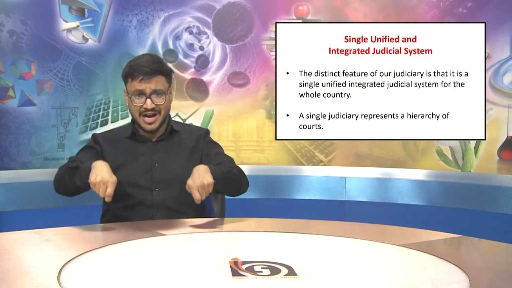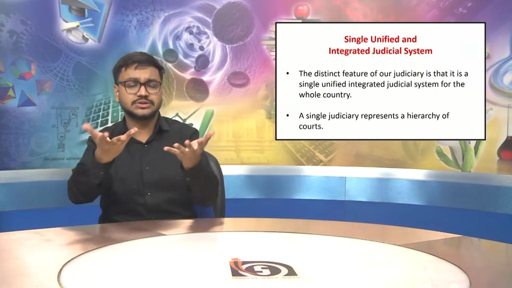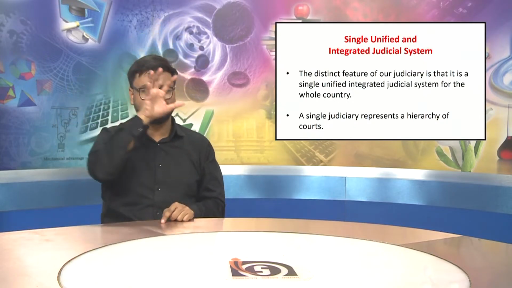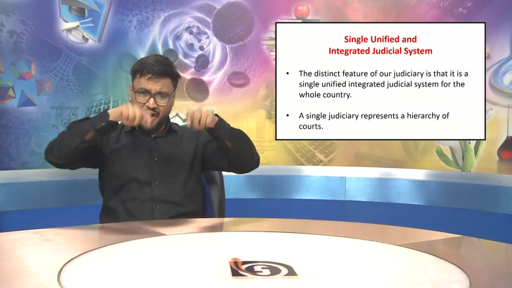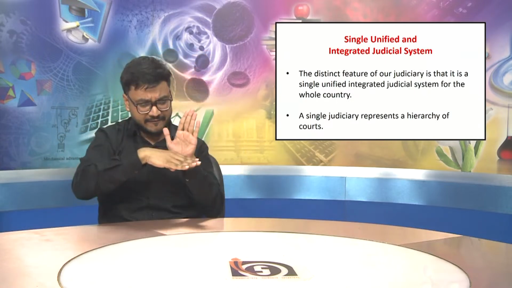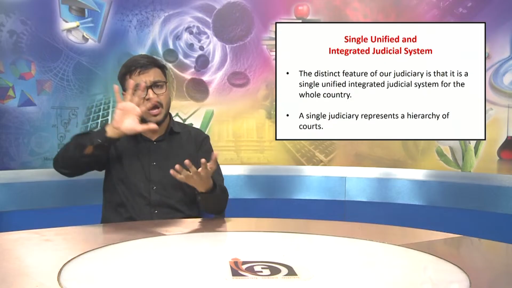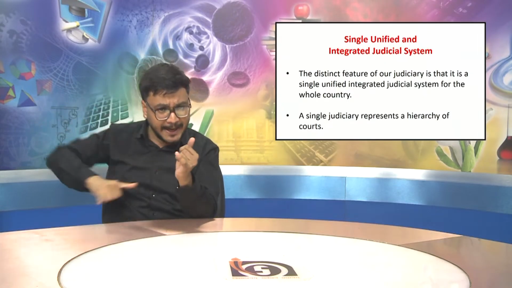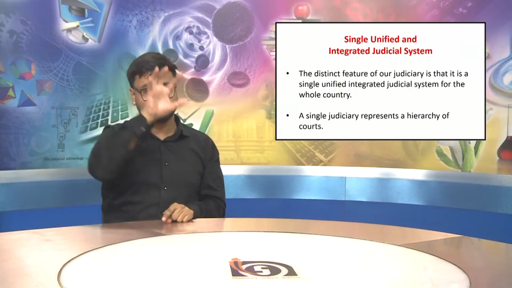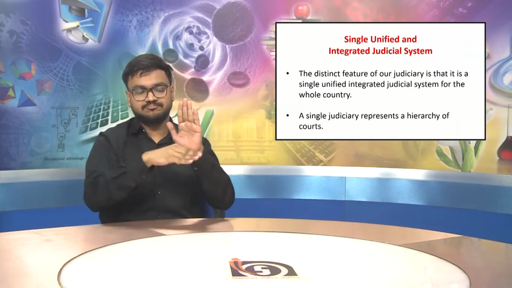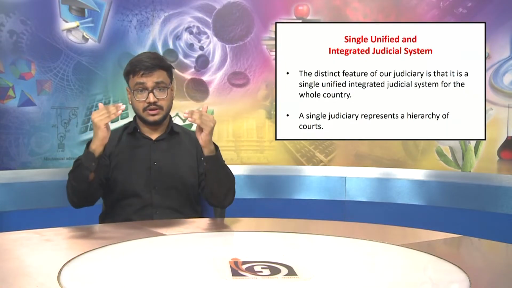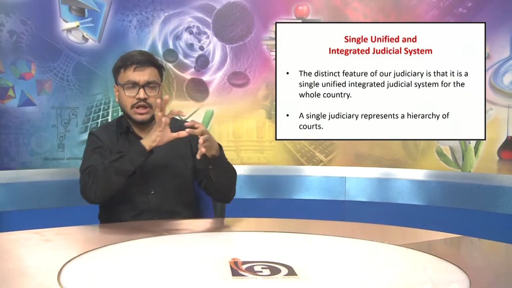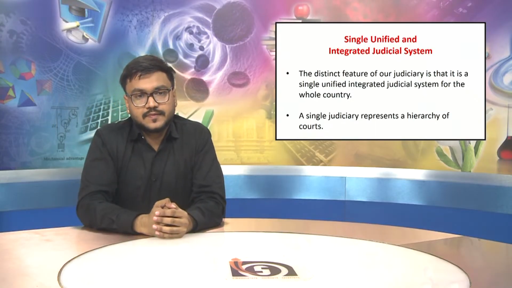Now we have learned our difficult words, so we can begin with our chapter. The topic is the single, unified and integrated judicial system. The distinct feature of our judiciary is that it is a single, unified, integrated judicial system for the whole country. A single judiciary represents a hierarchy of courts.